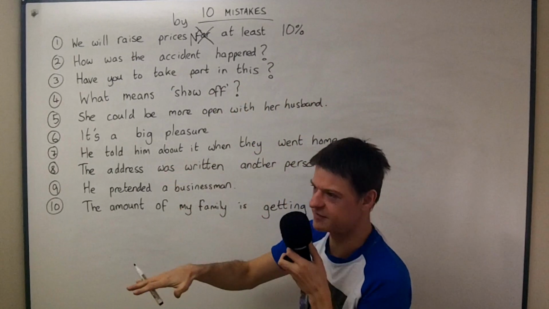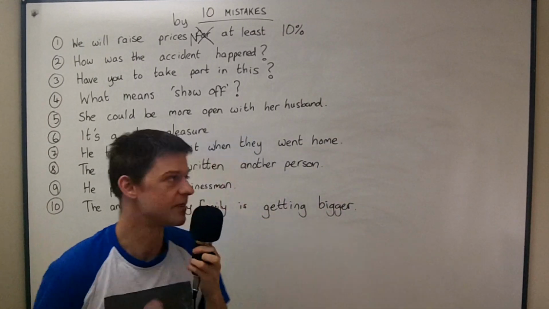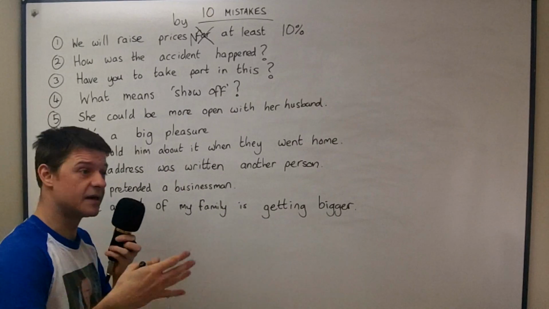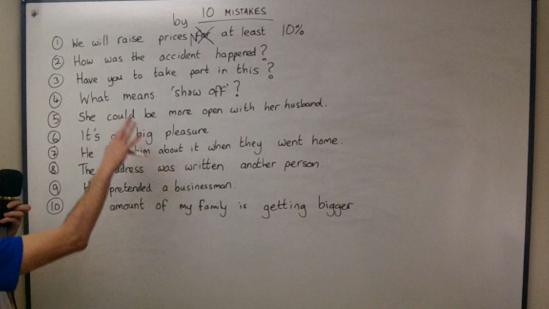We will decrease prices by 10%. We will increase prices by 10%. Okay? Prices will go up by 10%. It's very common, the word by, with going up and going down with numbers.